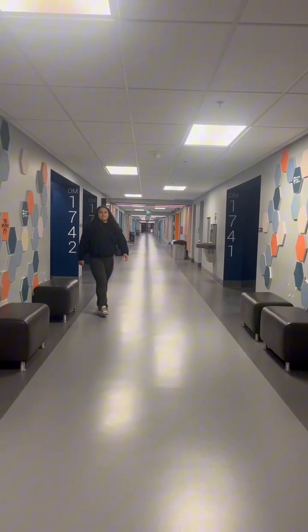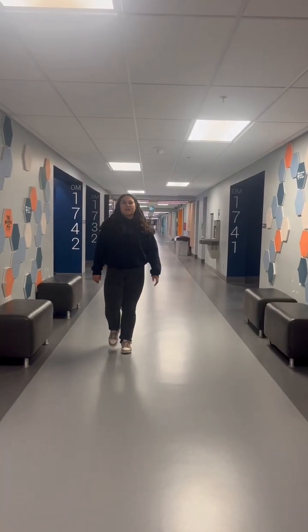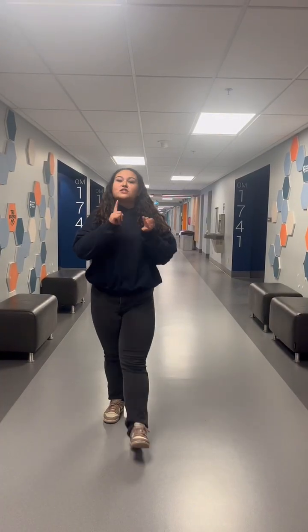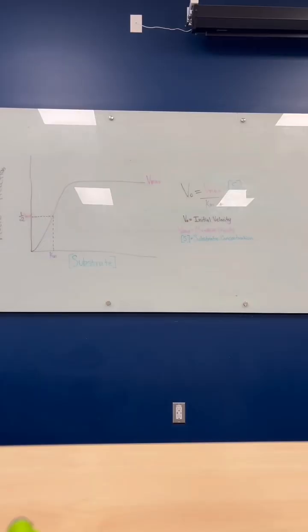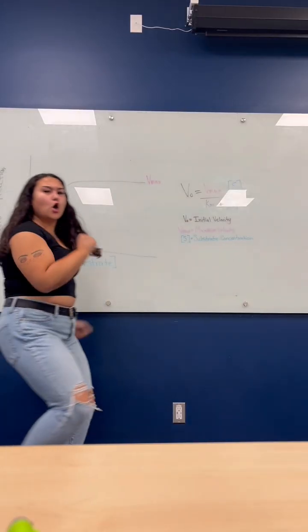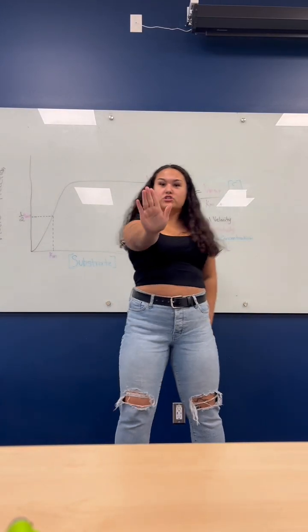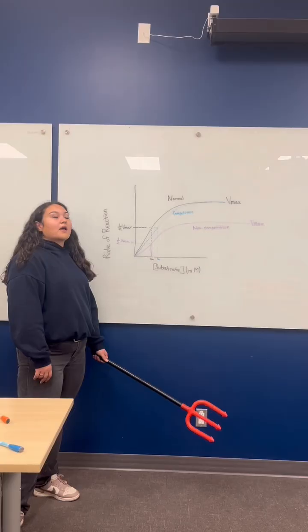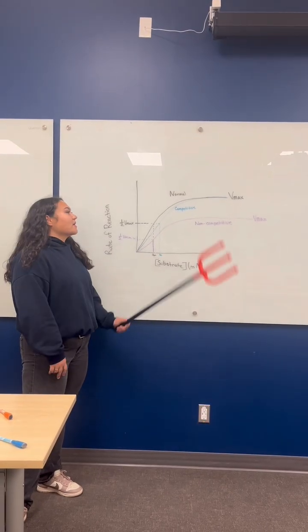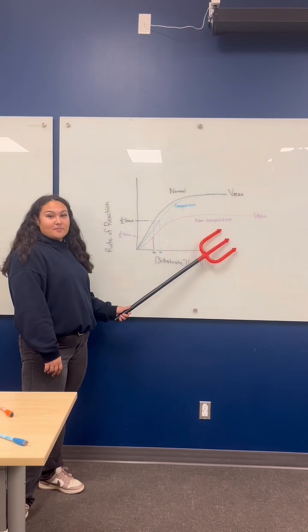Enzyme kinetics is the study of how enzymes react differently when there's a change in pH, temperature, or when there's an inhibitor present. Yo, what's an inhibitor? Inhibitors can slow down a reaction or completely stop it in its tracks. Inhibitors come in two types: competitive inhibitors and non-competitive inhibitors.